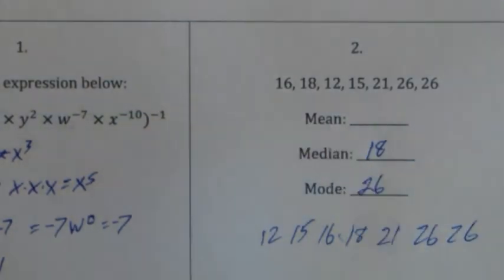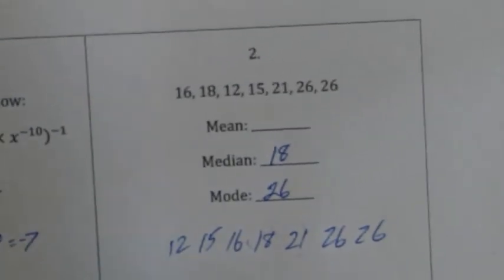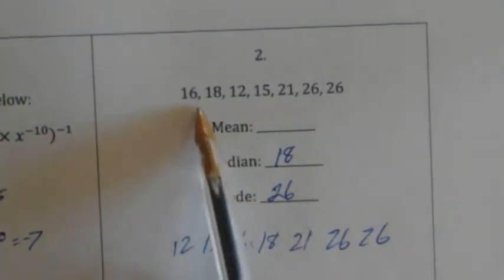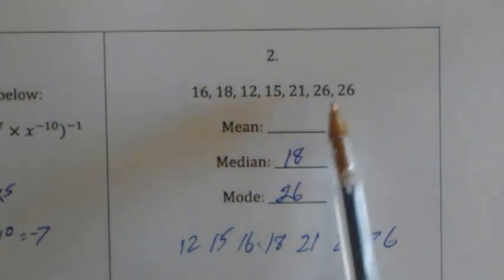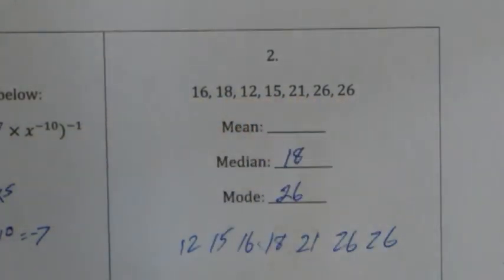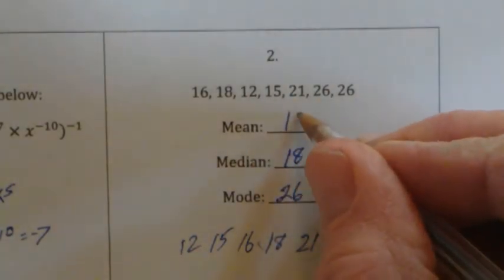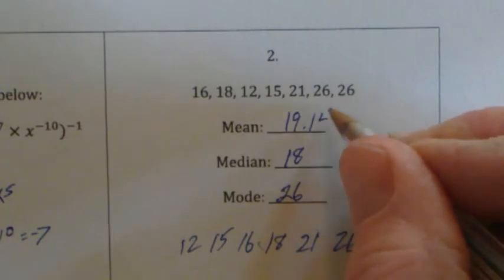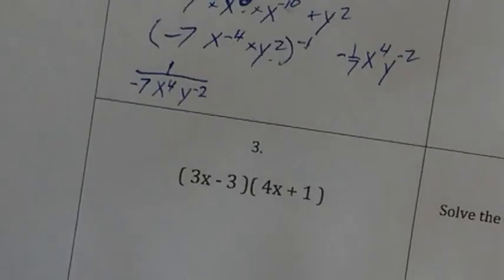The mean, how do you figure out the mean? The mean is the average. You add them all up and divide by 1, 2, 3, 4, 5, 6, 7. You add them all up and you divide by 7. If you do that, I came up with, on the calculator, 19.14. Okay? Okay, number 3.